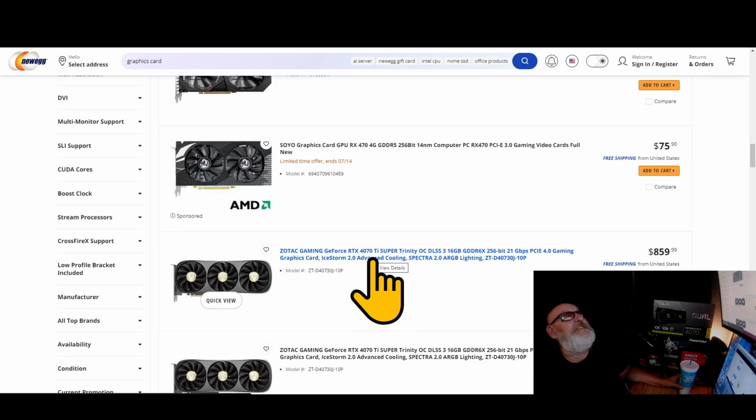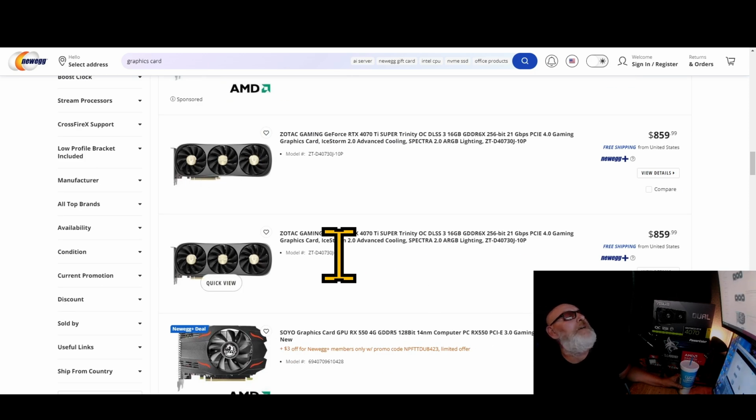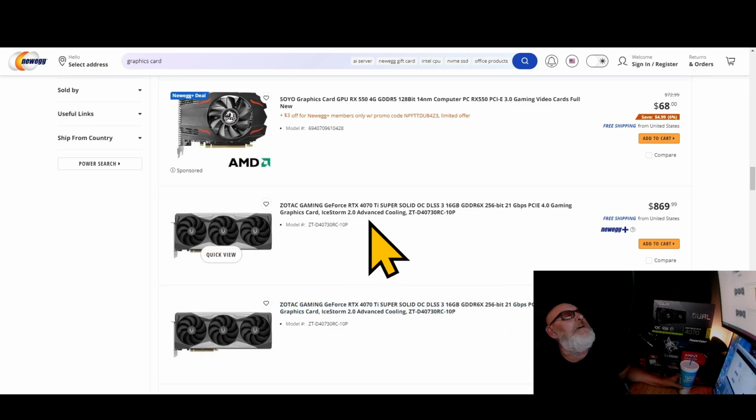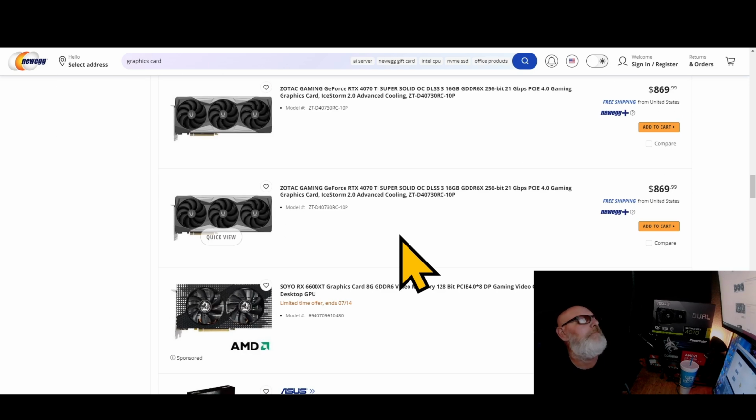4070 Ti Super, oh hell no. Zotac 4070, oh hell no. They're charging that kind of price for the Super, the 4070 Ti Super. Hell no, I would be waiting for the 50 series at that.